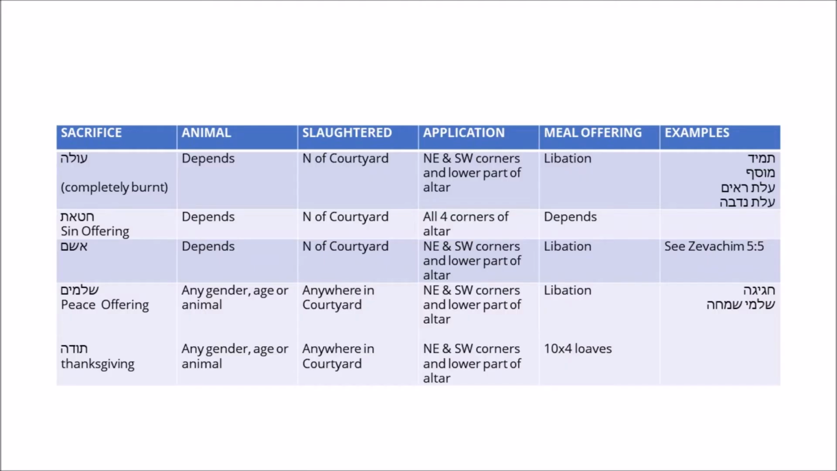A subcategory of the shlomim is the Thanksgiving offering, the Todah. This had many similarities with a shlomim, but one important difference was that the mincha, the meal offering that was brought along with it, was a lot more complicated. It consisted of 4 different types of loaves, for lack of a better word, and they were baked in 4 different ways. And for each of those 4 types, you brought 10 of each type.